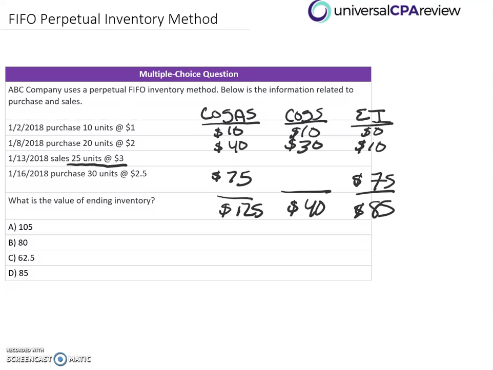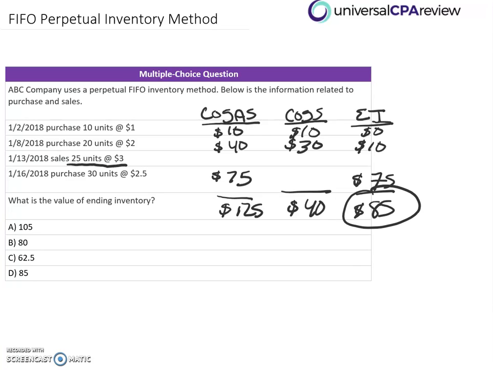All right, so now taking a look at our ending inventory. Of those first purchased 10 units at $1, we have 0 remaining because we have exhausted all of those. We have 5 units left of the $2 units that were purchased on January 8th, so therefore we have $10 in ending inventory from that purchase. And we have all of the amounts remaining from that third purchase on January 16th. That's going to be 30 units at $2.50. So our ending inventory is just going to be the amounts left over. So we have $10 from that second purchase, and we have $75 from that third purchase. So therefore we have an ending inventory value of $85.